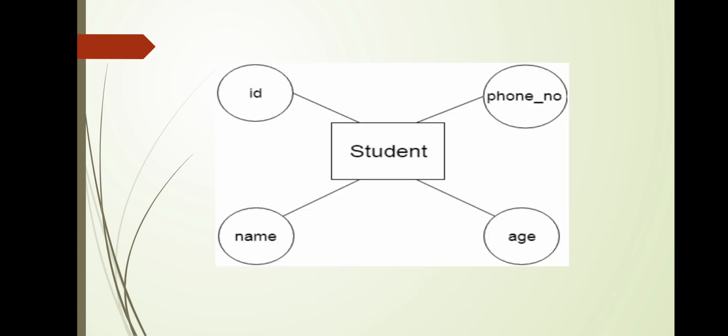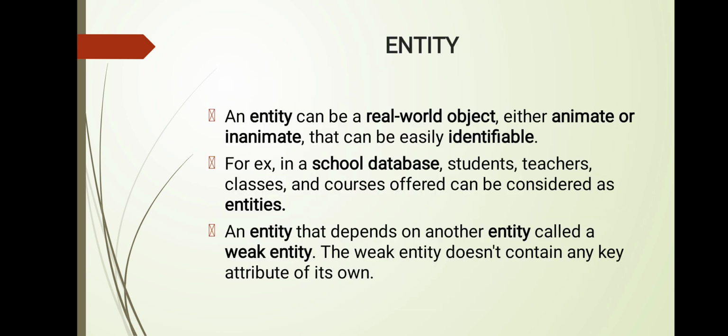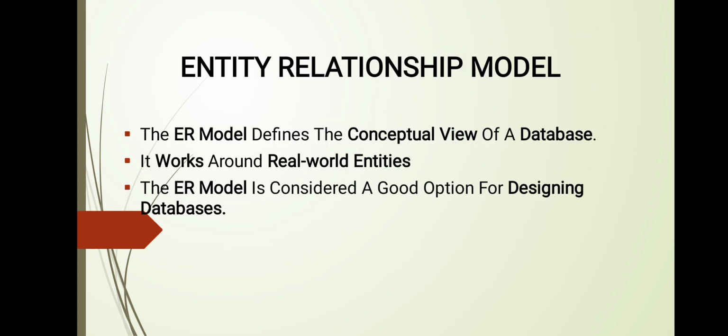For example, suppose we design a school database. In this database, the student will be an entity with attributes like address, name, ID, age, etc. The address can be another entity with attributes like city, street name, pin code, etc. And there will be a relationship between them. So the entity relationship model defines the conceptual view of a database.